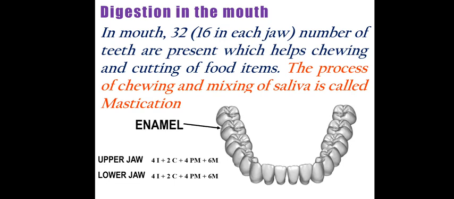Okay, so now the teeth are covered with the strongest material, known as enamel. This white substance present on the teeth is known as enamel, which is the hardest substance in our body. So the enamel is the hardest substance present in our body.